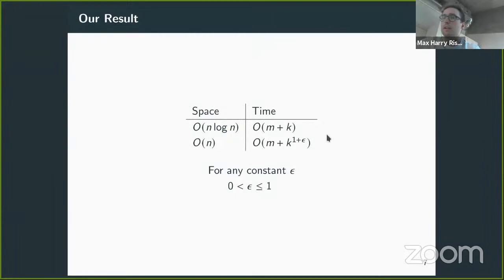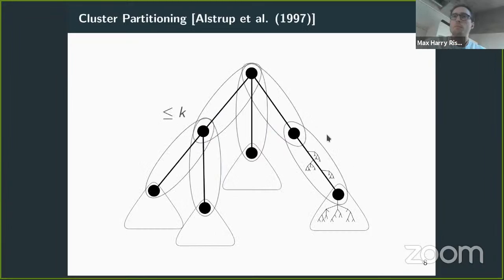That was the first trade-off. Now we go to the second and more involved trade-off, where we reduce the space to linear, and we pay for it in increased query time. The basis of this solution is a cluster decomposition of the suffix tree.